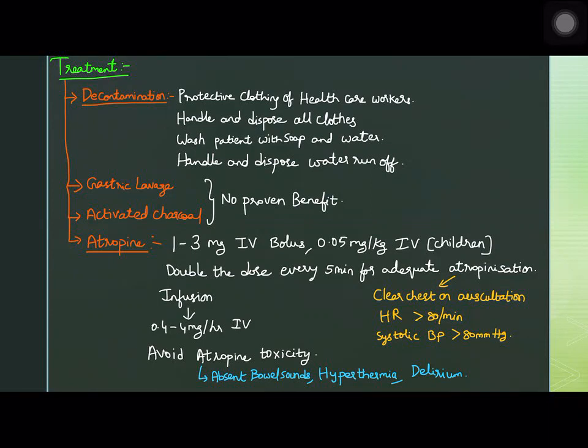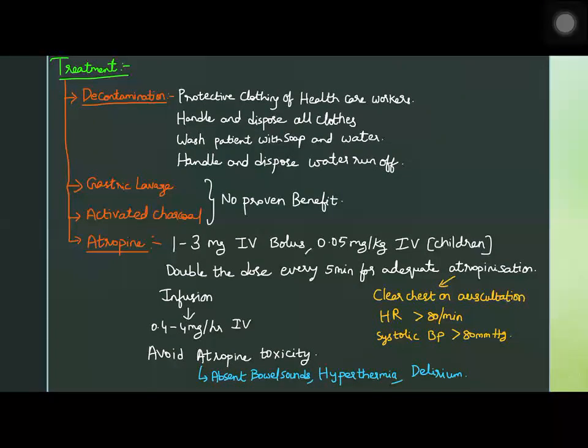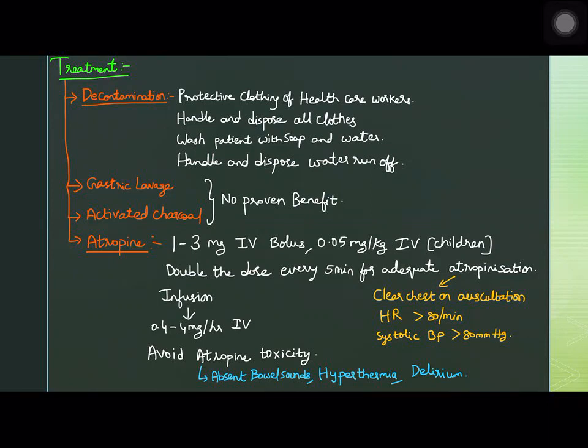And atropine, generally we have to give in a dose of 1 to 3 milligram IV bolus. In children, we can give 0.05 milligram per kg. We can double the dose every 5 minutes. This is called atropinization. What is atropinization? It means the response that we get by doubling the dose of atropine, that is clear chest on auscultation, heart rate more than 80 per minute, and systolic blood pressure more than 80 millimeter of mercury. And we can even start an infusion of 0.4 to 4 milligram per hour IV. And we should also avoid atropine toxicity, so we can't give an excessive dose of atropine.